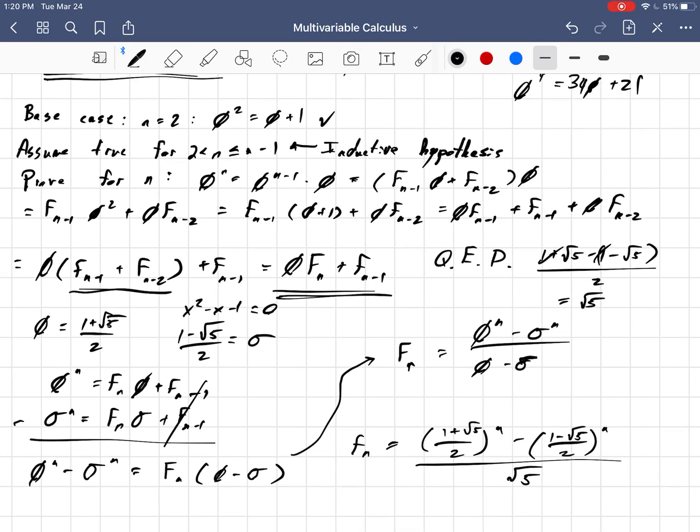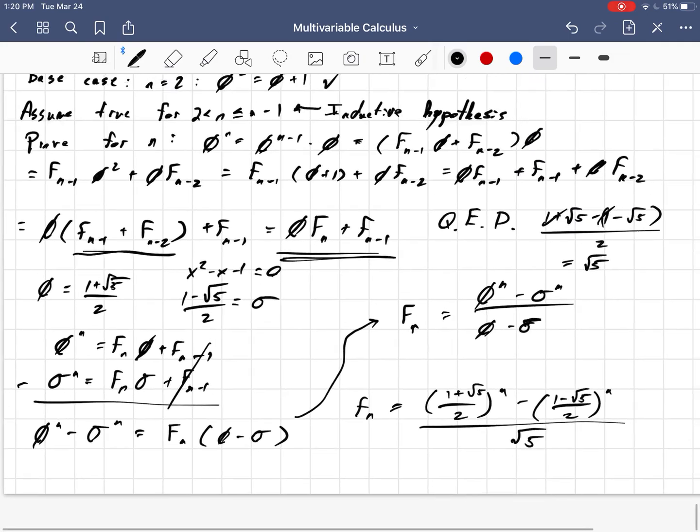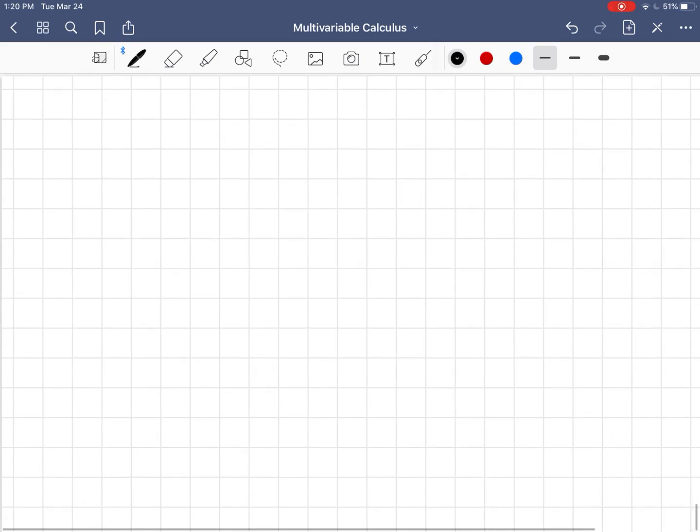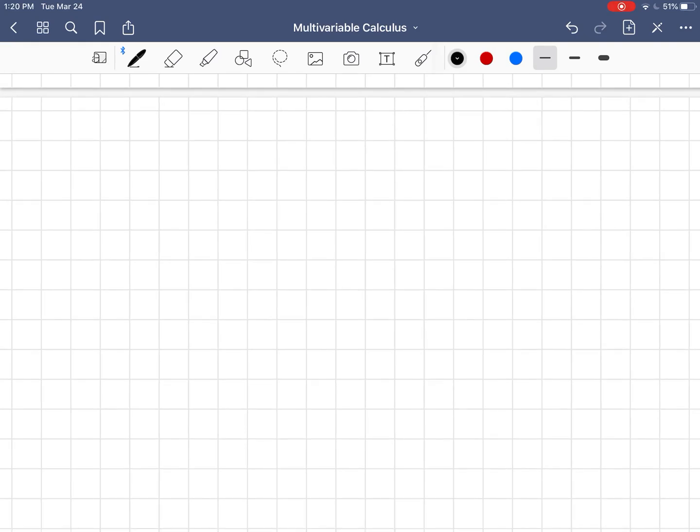So we could easily find f sub 1,000 now without knowing f sub 999 and f sub 998. And that's pretty cool. One other kind of tidbit I just wanted to share. And this probably isn't all that practical, but I was just thinking about it, and I said, well, that's kind of cool. I didn't really know that before.